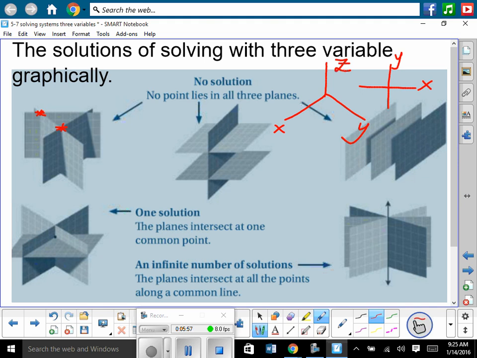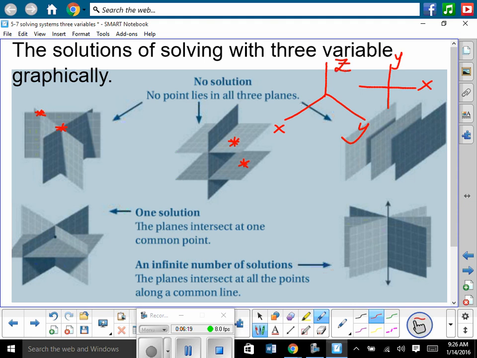So do you see right here how this line, this plane, and this plane never intersect? So we need all three of them to intersect at one point. So that would also be no solution. And then right here we have these three parallel planes, so that would be no solution as well. Now here's when we get one solution, one exact solution.